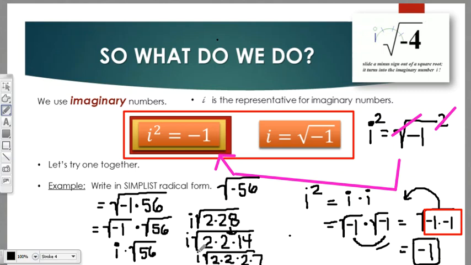Again, the goal here is you're looking for pairs. I find a pair, I pull it out with my imaginary number. So I end up getting 2 times i, and then times the square root of 2 times 7, which is 14.